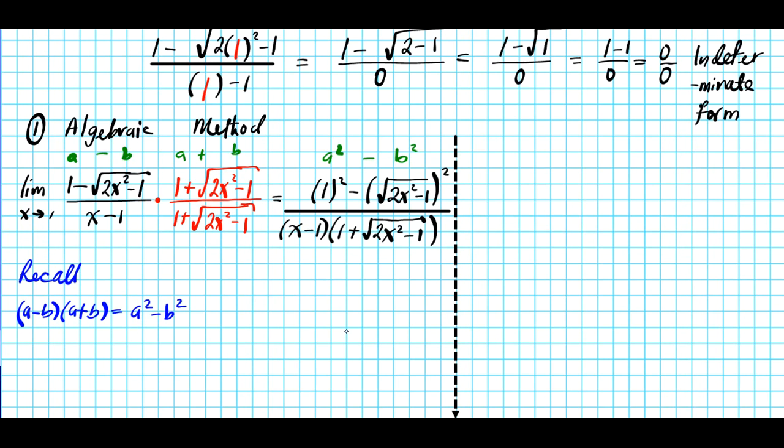So this is what it looks like. Now what we're going to do next is proceed to simplify the numerator. We have, let's see, 1 squared is just 1. The square root and the square cancel each other out. So we have 2x squared.